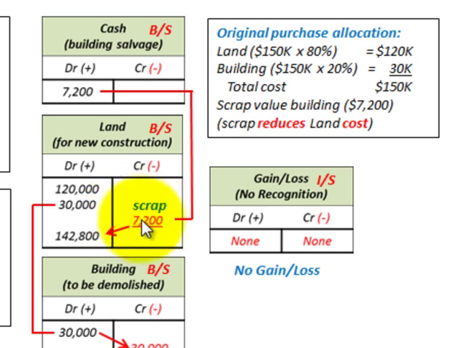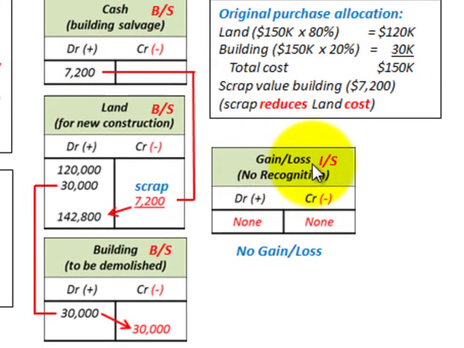And now we had some scrap value here from demolishing this building here. Say it was cash received on the scrap value of the old building. So we would credit or reduce our land account here by that $7,200 scrap amount here. So our total land account here would have been reduced again by the scrap amount. The total land account here would be $142,800. And then for our scrap here, let's just say we received cash for it here. So we'd have debited or increased our cash account here by $7,200 for the scrap value here.